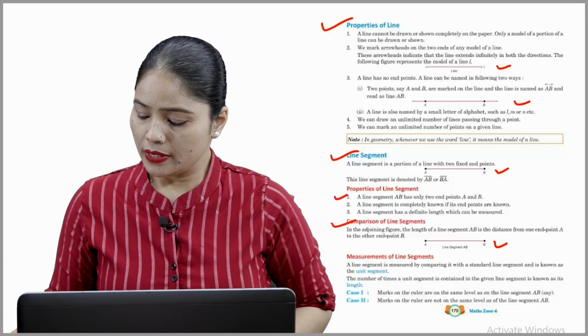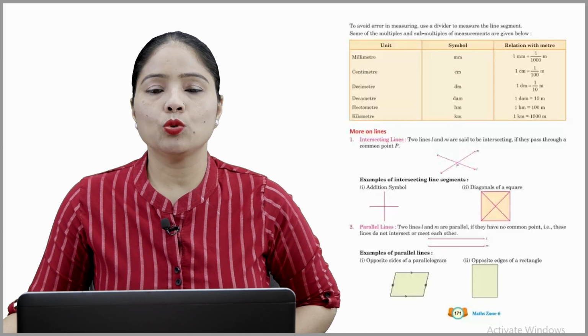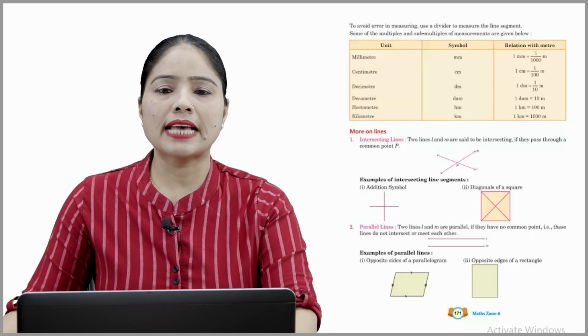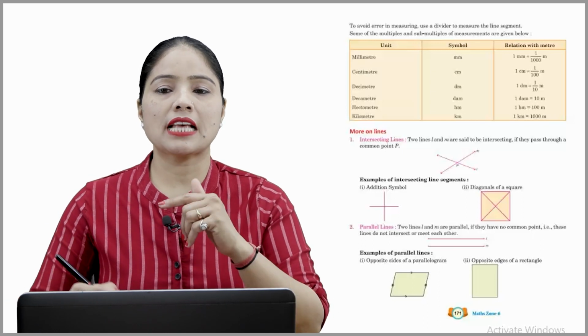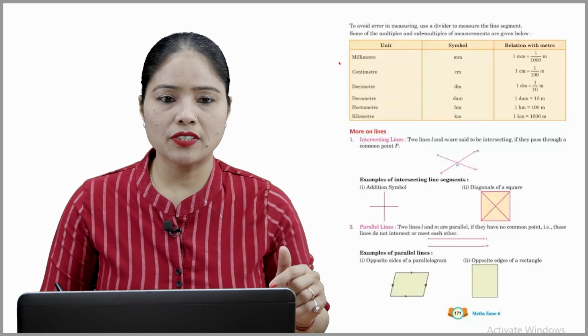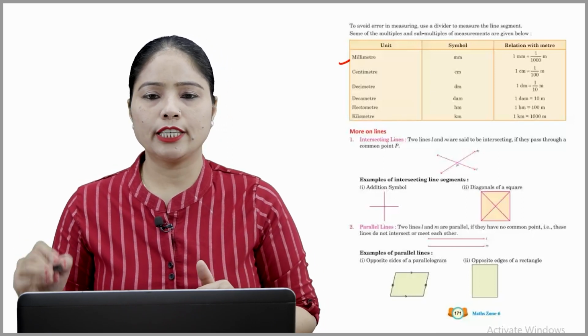Okay. After that, to avoid error in measuring, use a divider to measure the line segment. Some of the multiples and sub-multiples of measurements are given below. Like this, beta. These are our units: millimetres, then centimetres, decimetres, decametres, hectometres and kilometres.